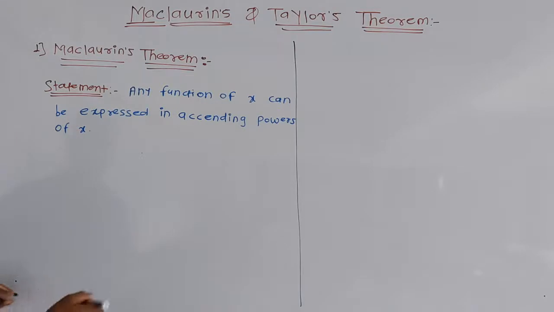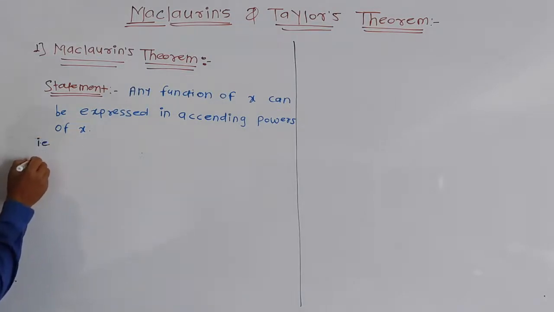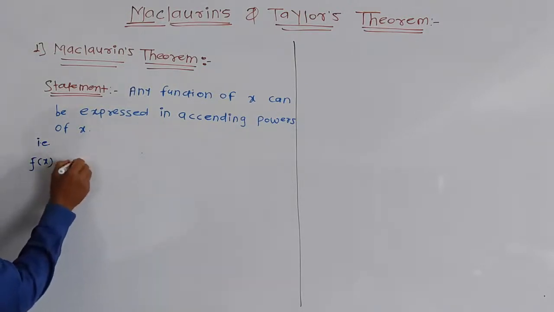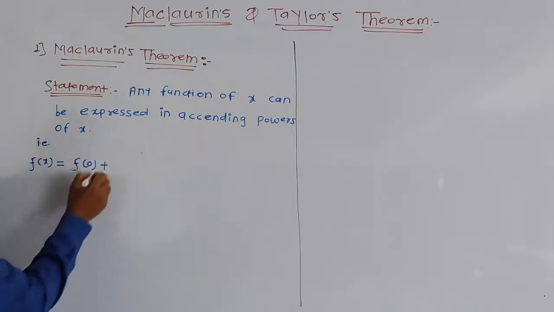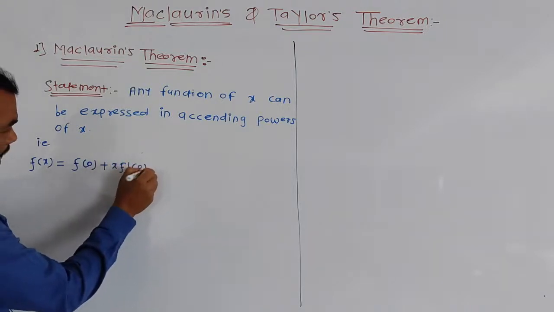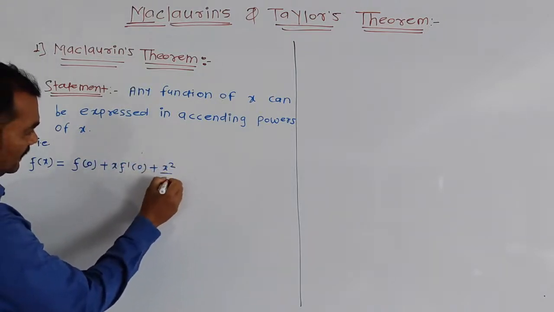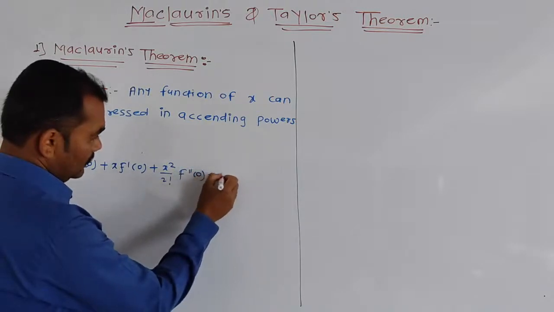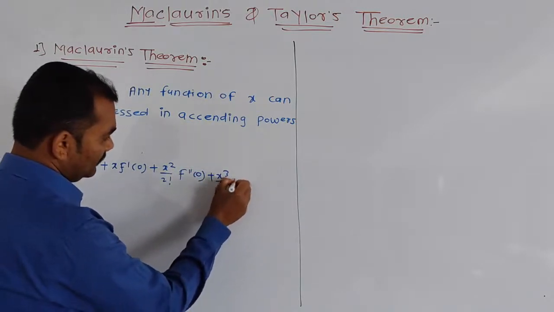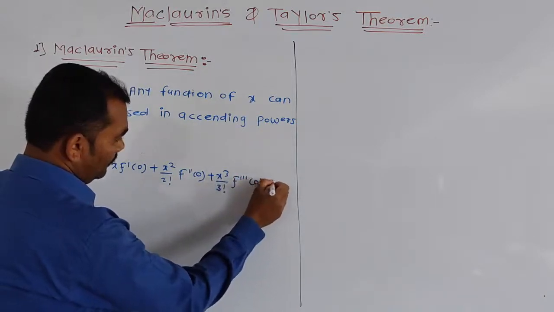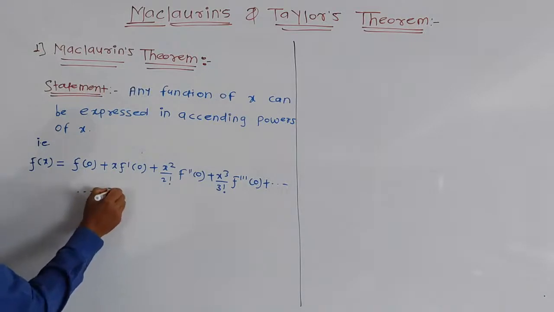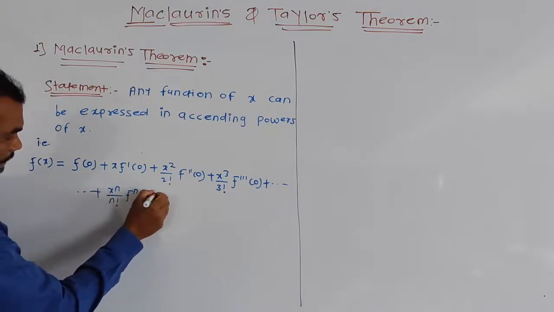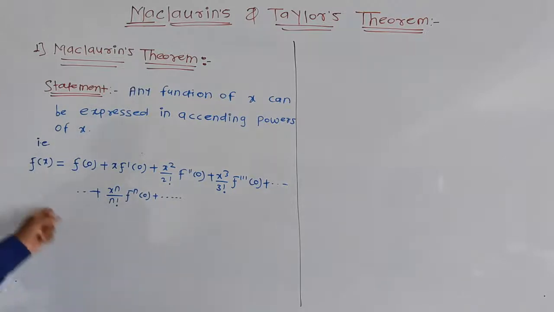Suppose f of x is any function, this function can be written as f of 0 plus x into f dash of 0 plus x square divided by 2 f double dash of 0 plus x cube divided by 3 factorial f triple dash of 0 plus dot dot dot plus x raised to n upon n factorial f raised to n at 0 plus dot dot. This is your ascending power of x.